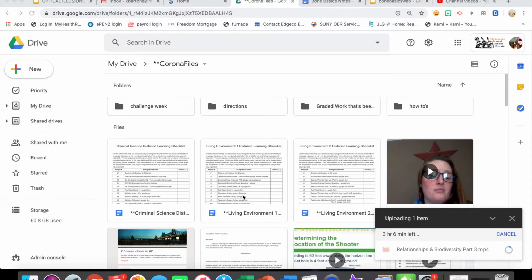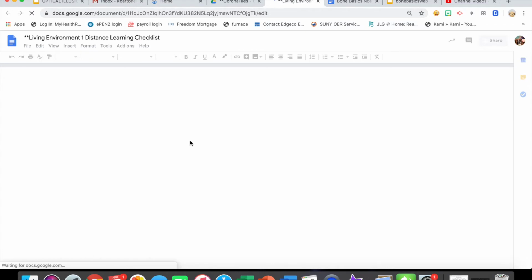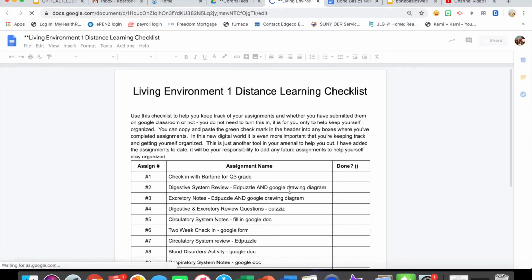But before we get started with that, I want to make sure that you go to your distance learning checklist. Remember, hopefully you have it saved someplace safe. It's easy to get to. Mine is in my Corona Files folder.